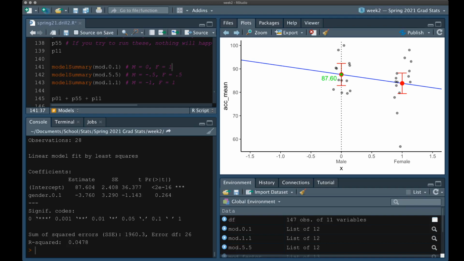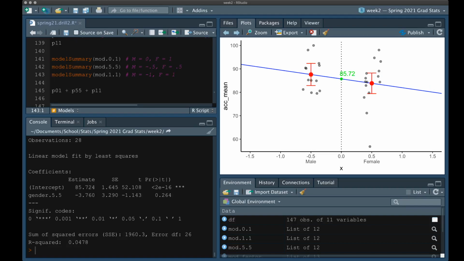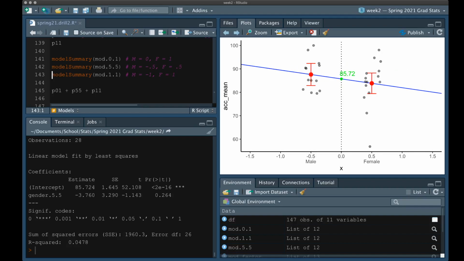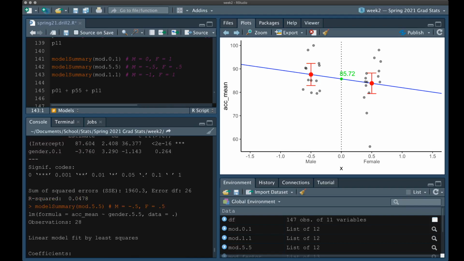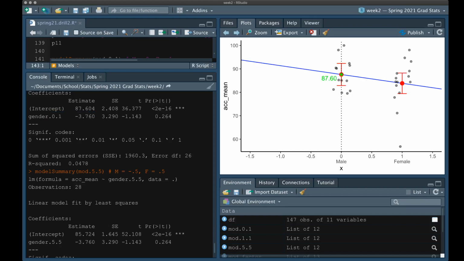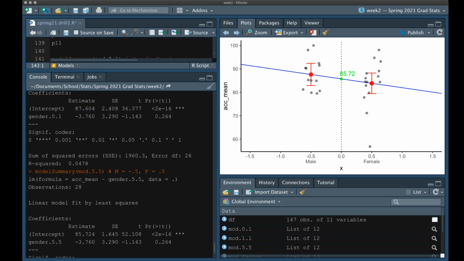is 3.76 points lower. So now if we look at that coded as negative half and positive half, the only difference is we're now shifting from 0 and 1 to negative half and positive half. But notice how that slope, that blue line, doesn't change. And when we look at our summaries, we can see that that's exactly what it shows. Here on gender 5.5, our slope is negative 3.76, same as gender 0.1. So looking between these two, we see that doesn't change our slope any, just like we've done before.